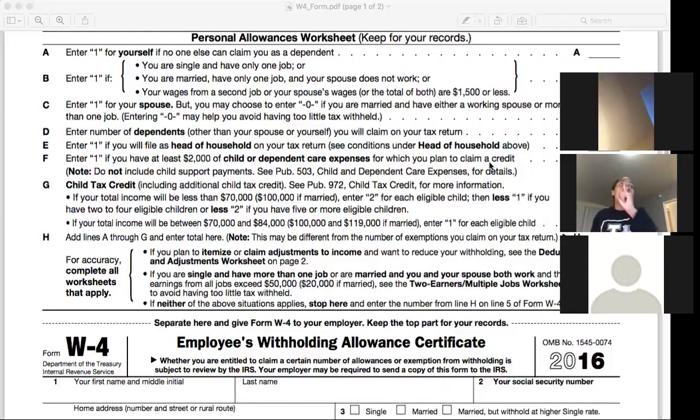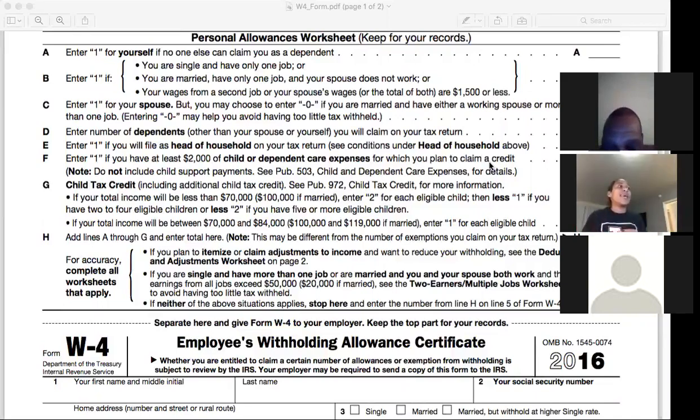Okay? If the person has 1 kid, guess what? If the person has 1 kid, you just put 2. Because you only less 1 if it's 2 to 4 kids, or you less 2 if it's 5 or more kids. So if a person only has 1 kid, their number is 2, because it's enter a 2 for each eligible child. Does that make sense? Y'all following me? Mm-hmm. All right, cool. So that's for your kids.